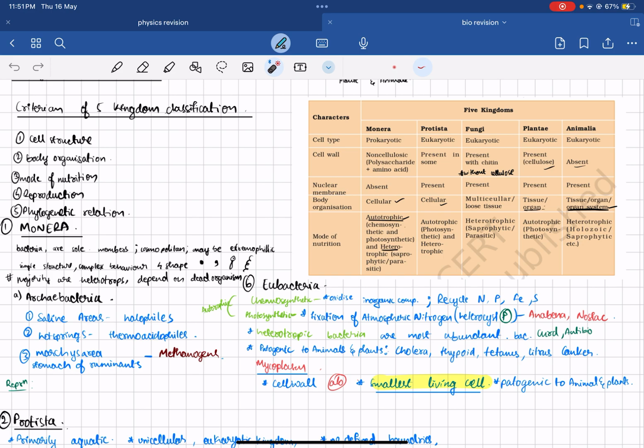And first one is Monera. They are solely consisting of bacteria. They are cosmopolitan, and they are extremophiles. They are simple, with complex behavior, four shapes, that is cocci, vibrio, bacilli, and spirilla. Majority of them are heterotrophs and depend on dead organisms. There are two types which they have given in NCERT. First is Archaebacteria, and second one is Eubacteria.